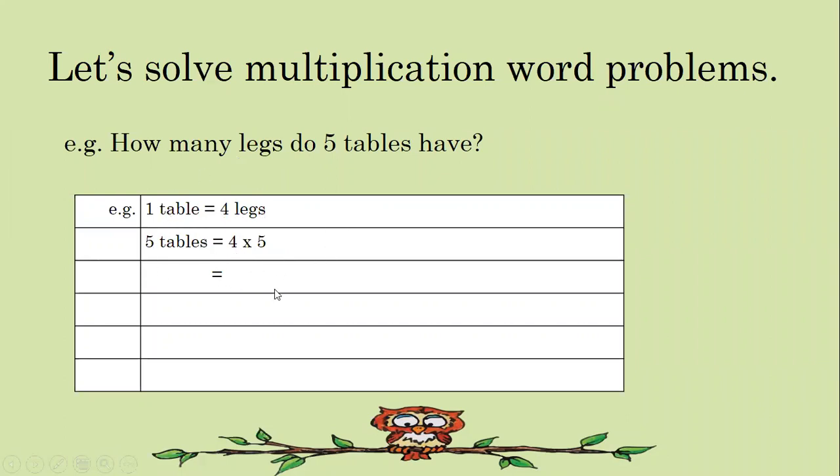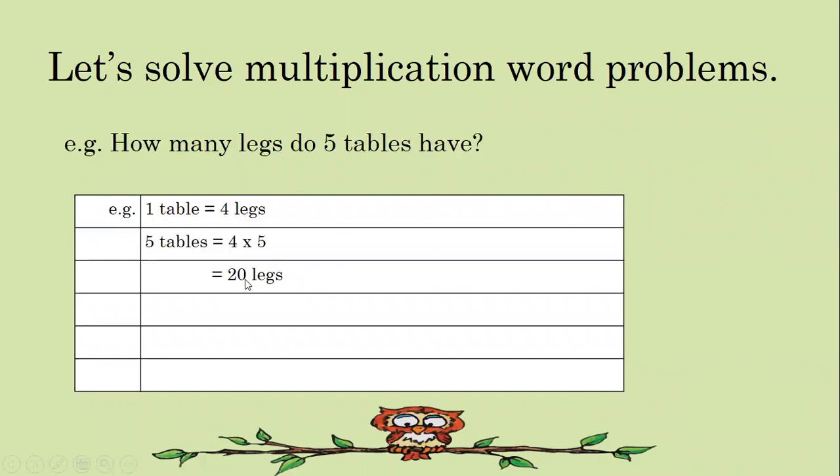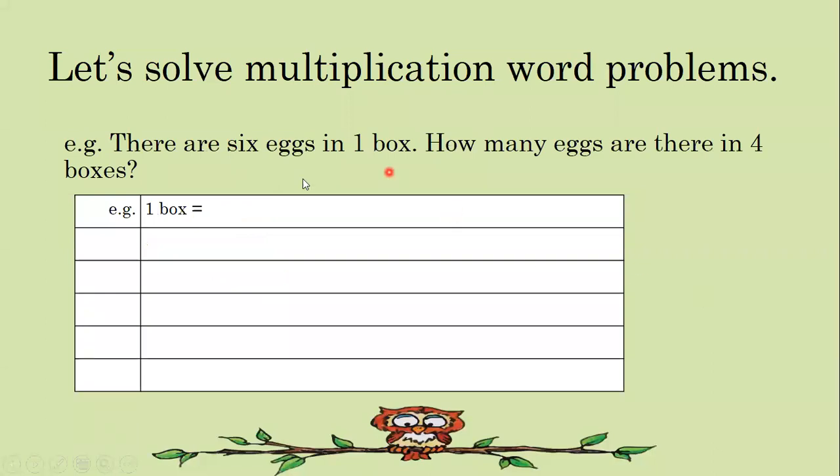And then the last thing we have to do is find our answer. So we have to work out 4 times 5. How much is 4 times 5? 20. 4 times 5 is 20. So our answer is 20 legs because they asked how many legs. So we put 20 legs. So these 3 lines are all you need to do when you're writing your word statement: how much one has, then the number we want to find out will have, and then your answer.